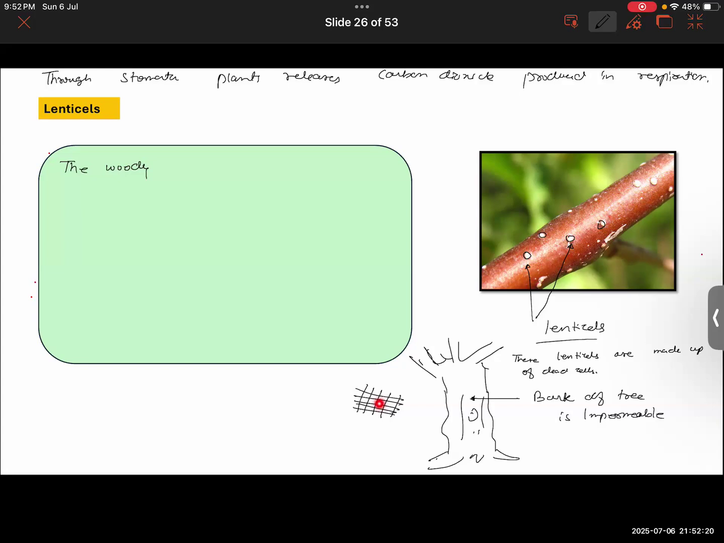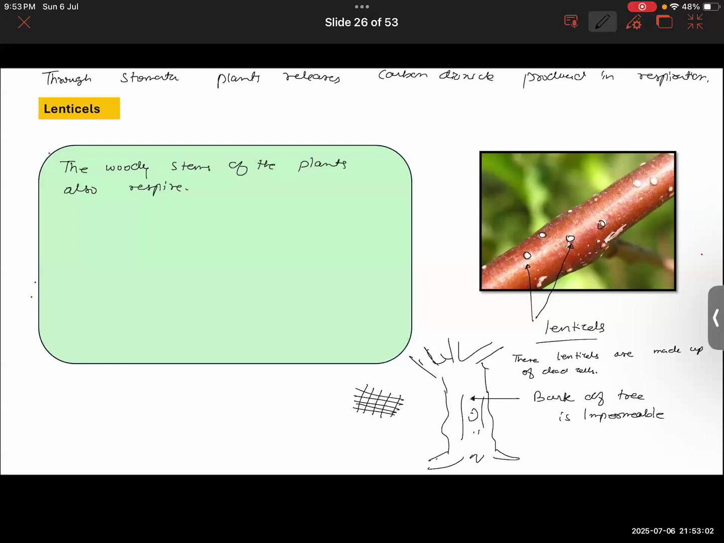So I was saying that the woody stems of the plants. Note down that I'm talking about the stem, not the bark. Bark and the stem are different from one another. The bark is the body of the tree, the body of the plant. The bark that you're seeing over here is basically this thick portion, the thickest stem you can say. So the woody stems of the plants also respire.